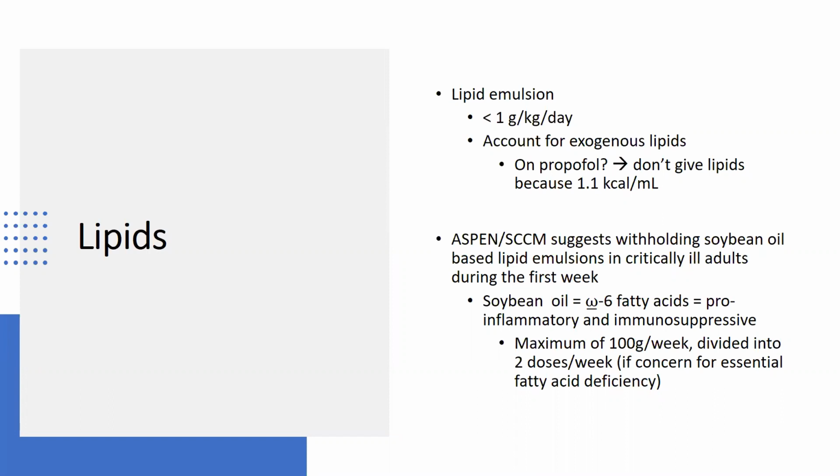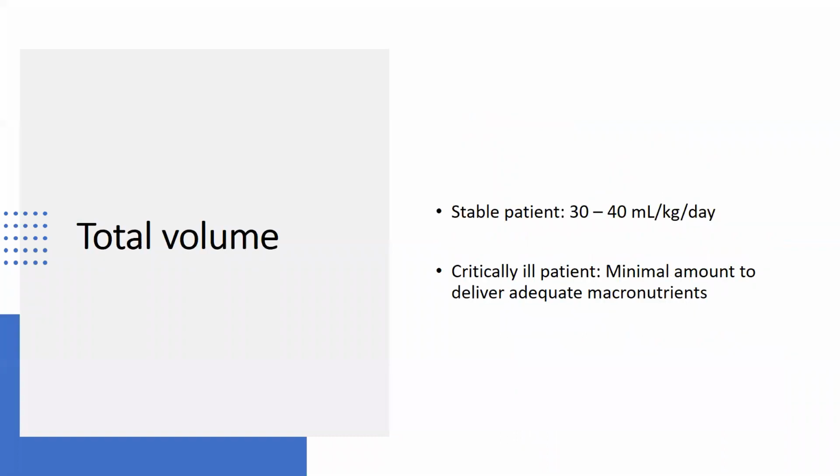There are different lipid formulations, and one of those includes soybean oil-based, and ASPEN and SCCM just says generally in the critically ill patient, avoid it in the first week. Part of this is because this is a pro-inflammatory agent. If you have a concern that your patient has a fatty acid deficiency, you may want to include it, but use a maximum of 100 grams per week and divide it into doses per week.